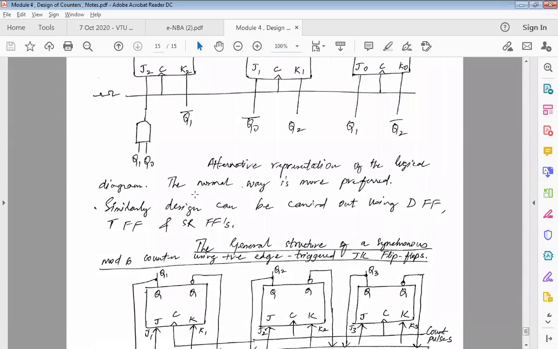Alternative representation: now this point is very important. As I told you, we can represent the same thing using a D flip-flop, a T flip-flop, or an SR flip-flop. It's not only that I am implementing this using a JK flip-flop, anything can be used.